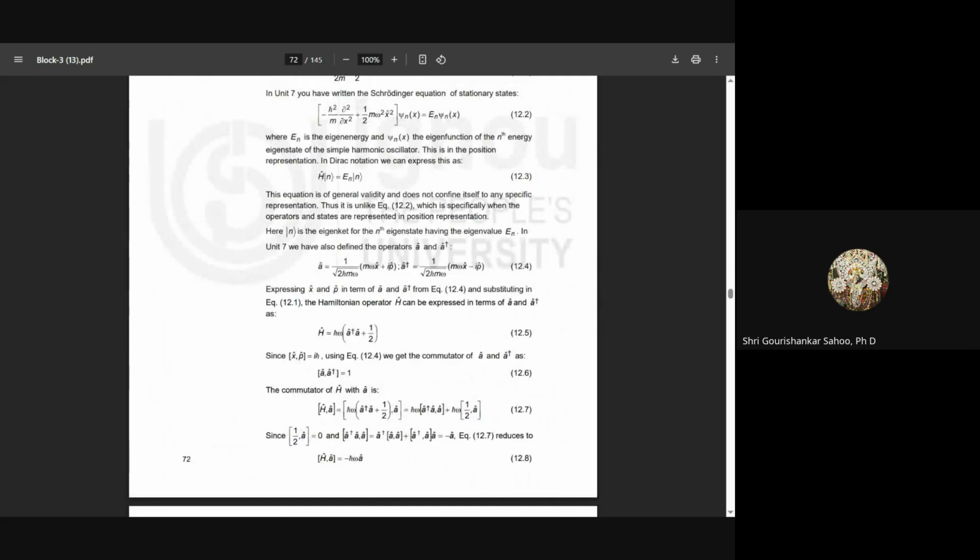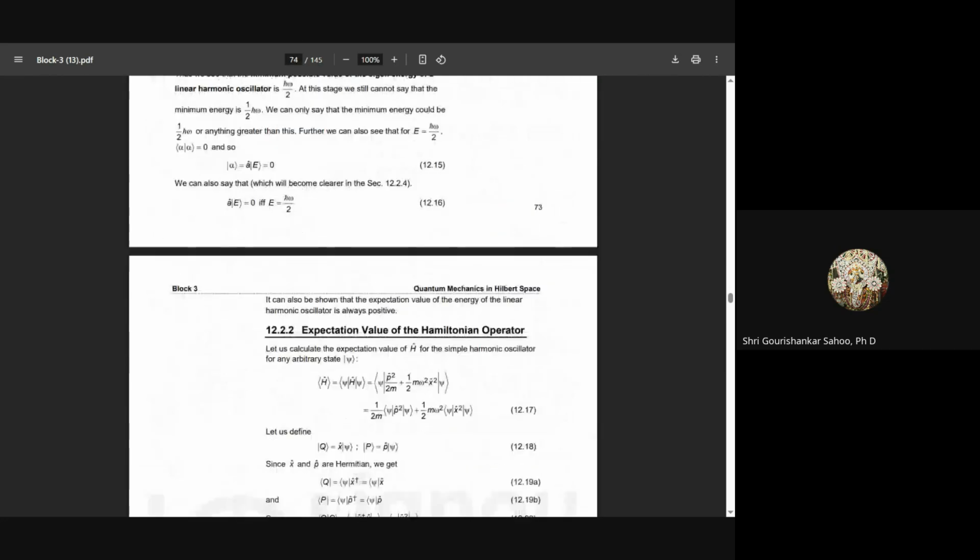H cap can be represented as h cross omega (A cap dagger A cap plus half), where A cap is equal to 1 by root over 2 h cross m omega (m omega x cap plus i P cap), and A cap dagger will be 1 by root over 2 h cross m omega (m omega x cap minus i P cap). So your H cap can be written as A cap dagger A cap plus half. So it will be solved accordingly.